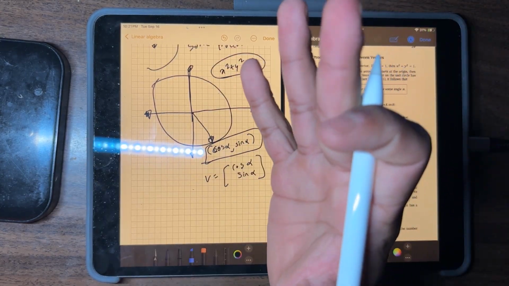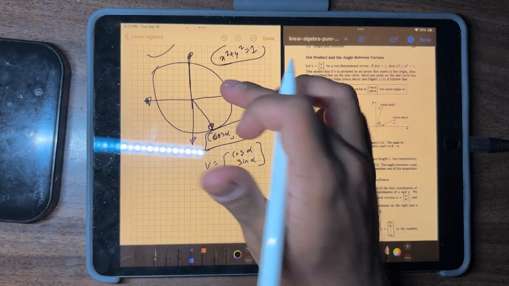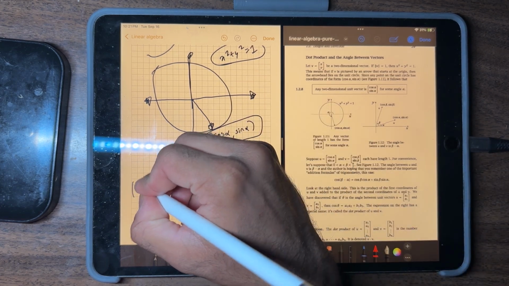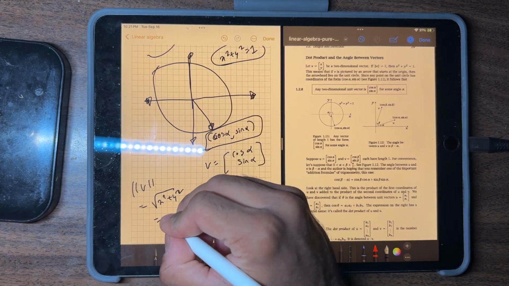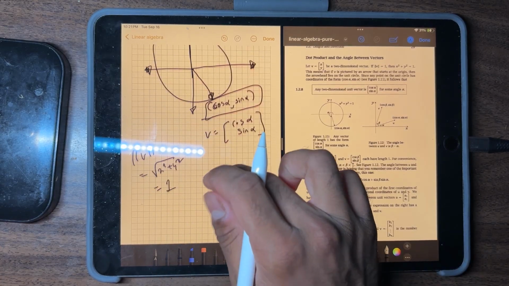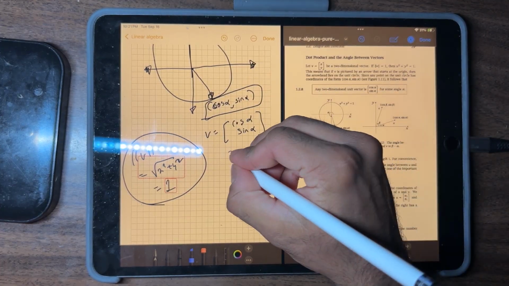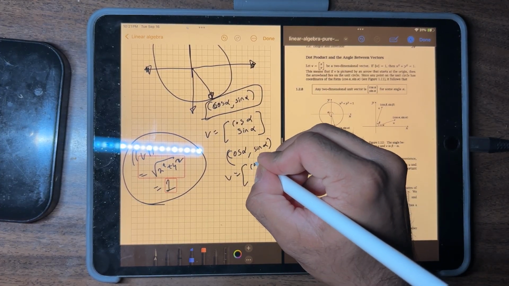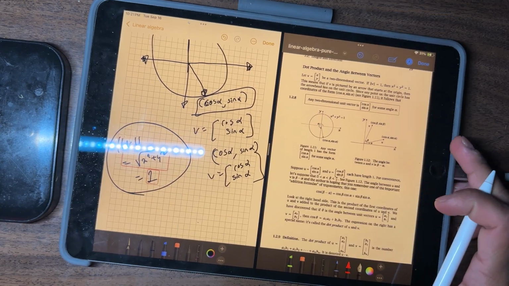So let's say I know the circle and I can find out that my vector length is 1, then the magnitude of v is root of x squared plus y squared, which then leads to 1. Eventually, if I can get this, only then I can say that my coordinates here would be cosine alpha, sine alpha, and I know my vector would be in the form cosine alpha, sine alpha, right?